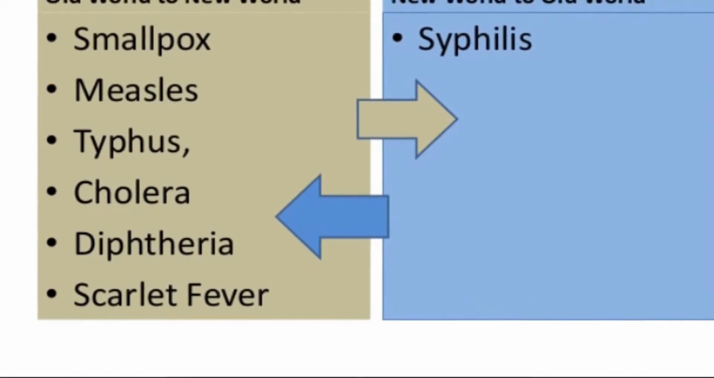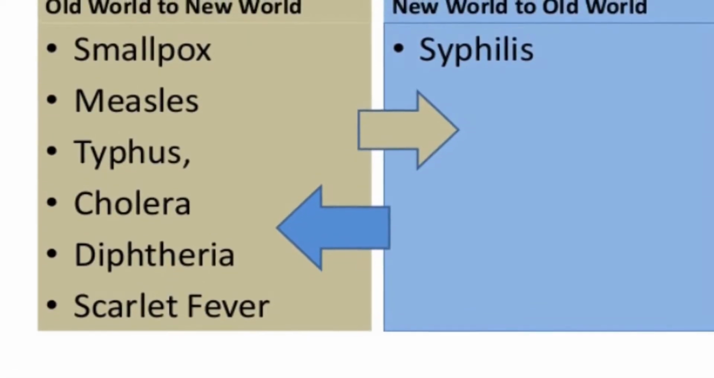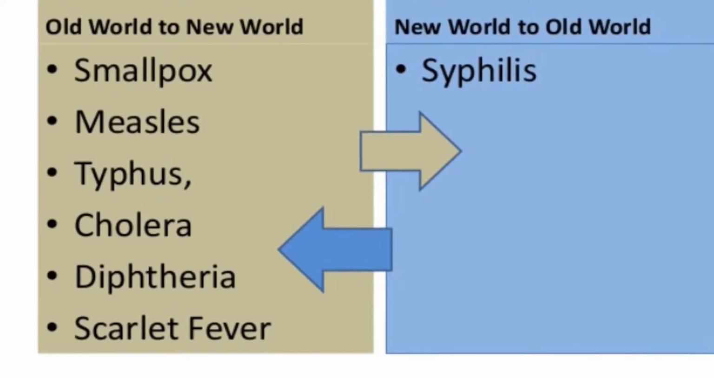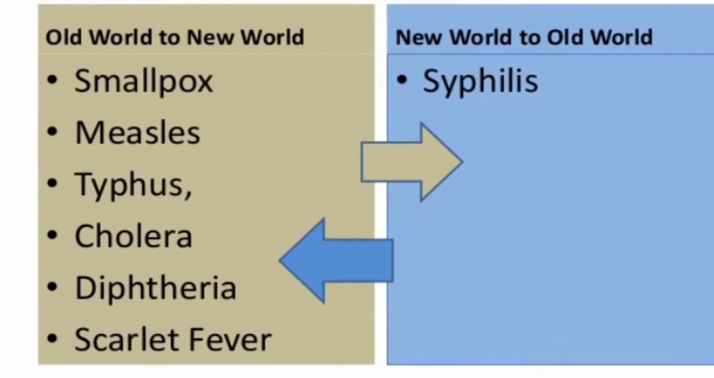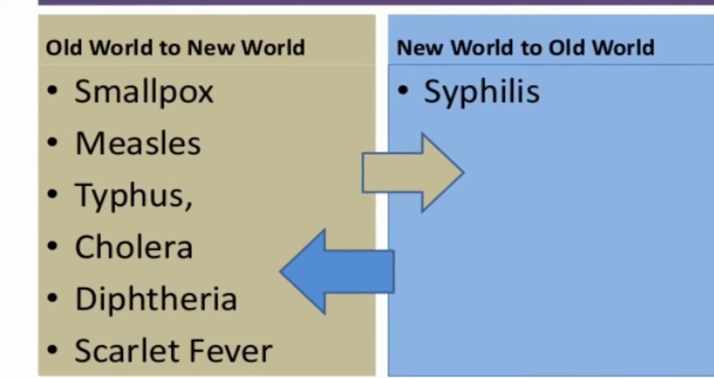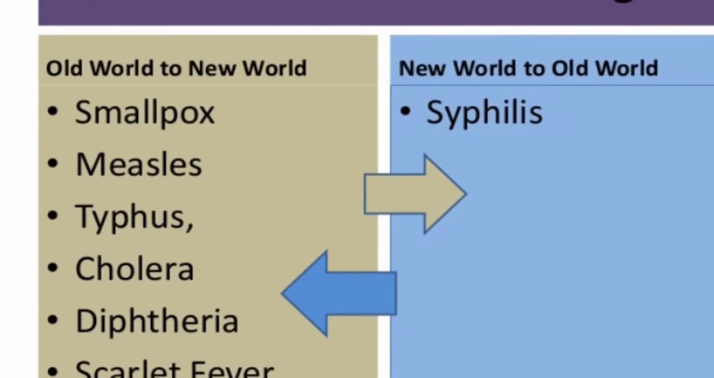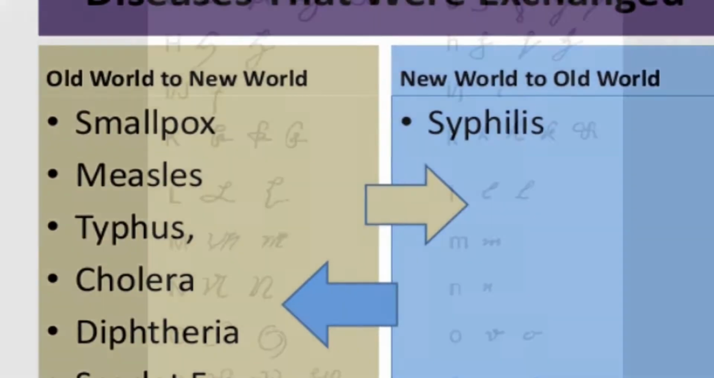The list of infectious diseases that spread from the Old World to the New World is a very long list. The major killers include smallpox, measles, whooping cough, chickenpox, bubonic plague, typhus, and malaria. Natives were the most affected because their population had no contact with these diseases.